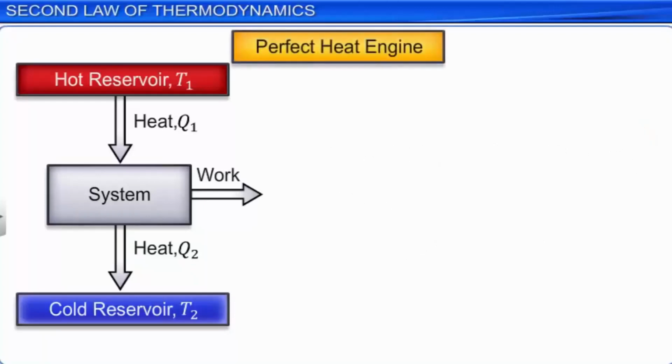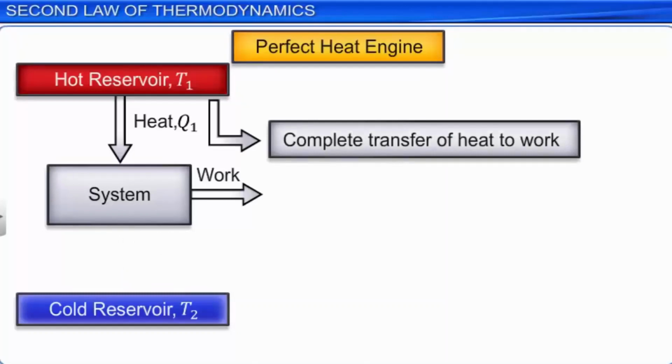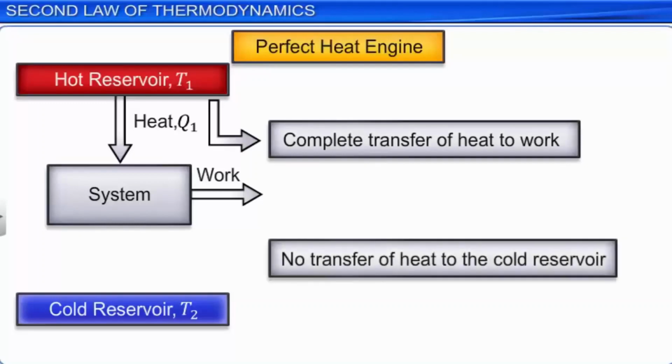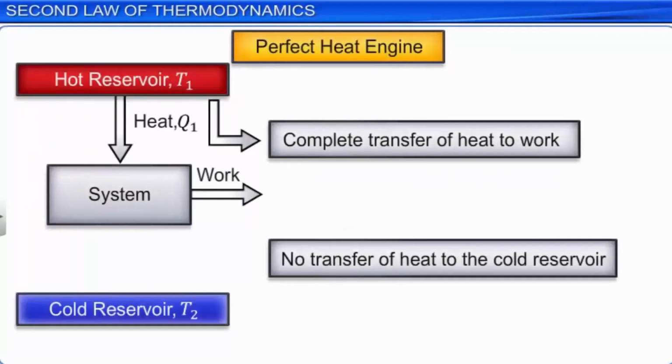Such a heat engine is called a perfect heat engine. This means a perfect heat engine can convert all the heat absorbed into work without any transfer of heat to the cold reservoir. Can a perfect heat engine be constructed? No. Every attempt to construct such a perfect heat engine has failed. In fact, the reason may not be technical. It may be of fundamental nature.